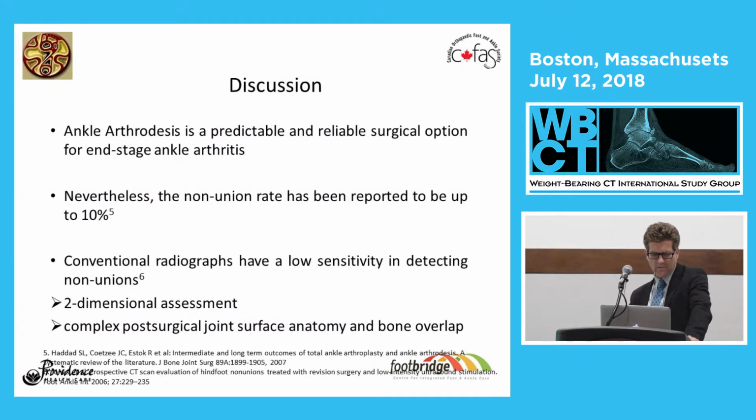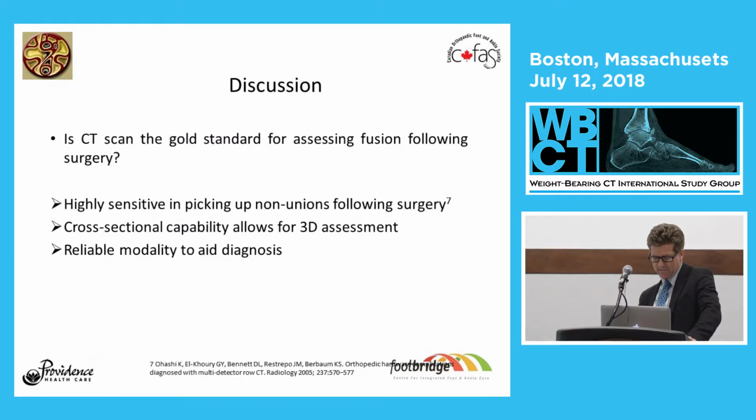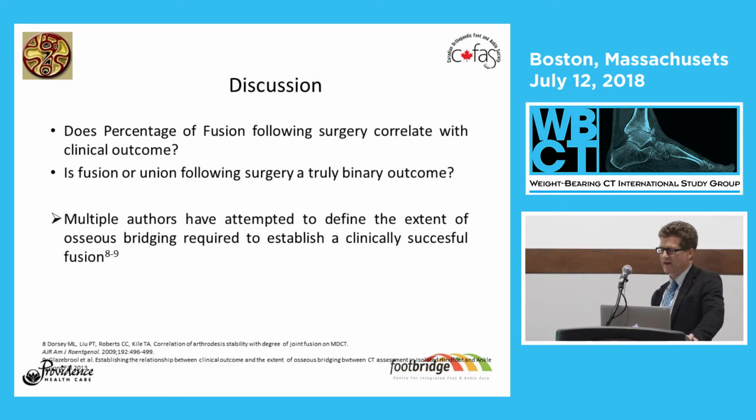So to put it all together, conventional radiographs have low sensitivity in picking up non-unions, but CT scan is improving the sophistication in which we can look at this. So for example, this is a standing X-ray, and it looks okay, and then we get the weight-bearing CT, and you can see the non-union. So I would argue, first of all, that CT is the gold standard for assessing fusion following surgery. Secondly, that we've got to get away from this idea of thinking of non-union being binary, i.e.